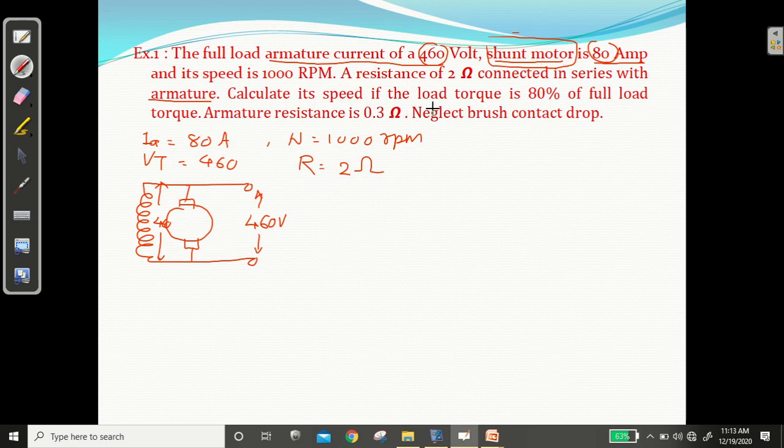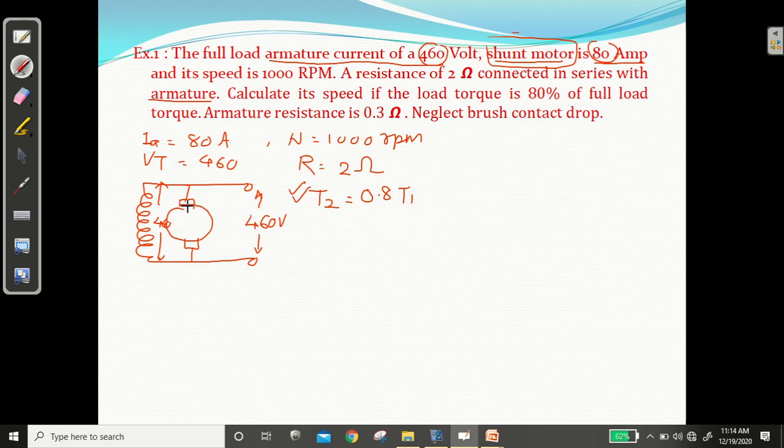Calculate the speed if the load torque is 80% of full load torque. This means the load torque T2 is 0.8 of T1. The first condition is at full load. It is given at full load, and the full load current is this one. So the first condition T1 means full load. When you insert something, the current will change, and the torque will also be reduced. You are changing the torque also. This is a very important condition that is given, and we have to use it.